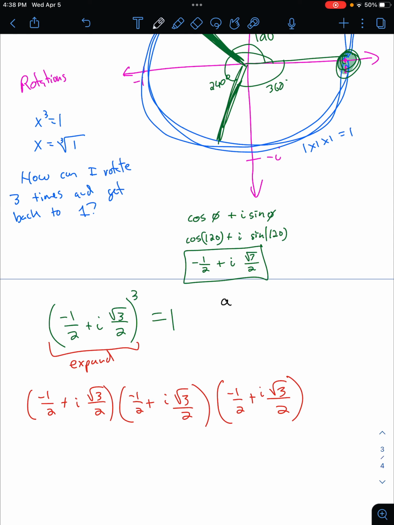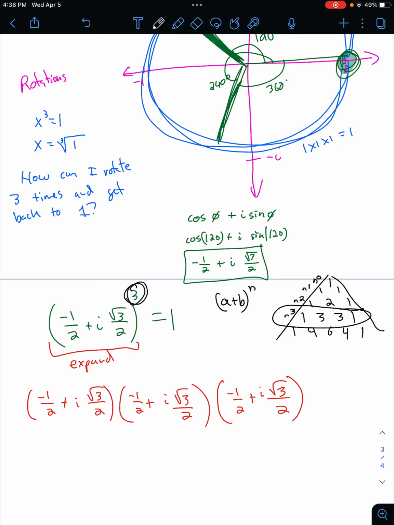So if I have a plus b to some power, a binomial expansion, I can use this Pascal's triangle to figure out the coefficients of this binomial expansion. In this case, we're raising it to the third power. So I need to go to this fourth row, because this is to the 0 power, to the first power, squared, cubed, right? And to the 0, 1, 2, 3. Here's my triangle. So I need this row.